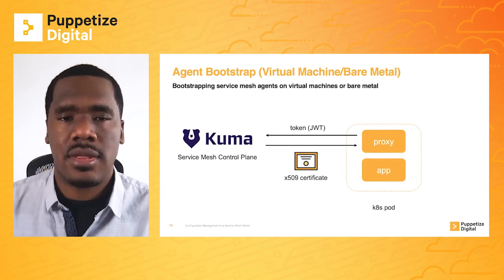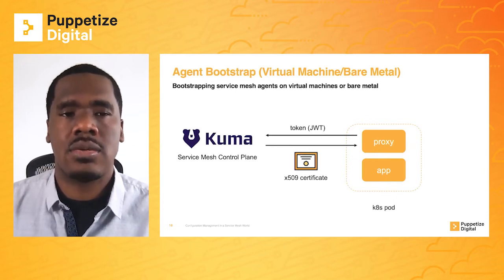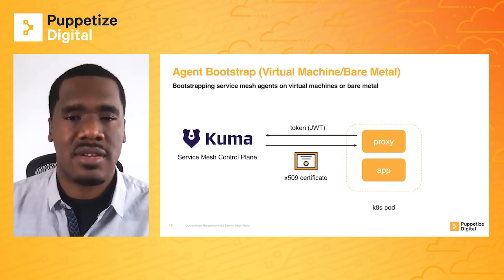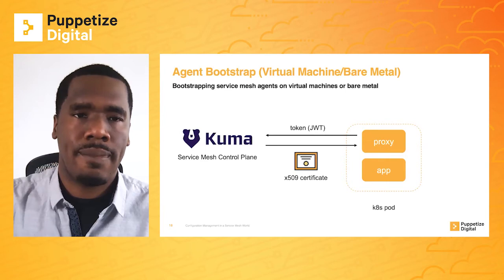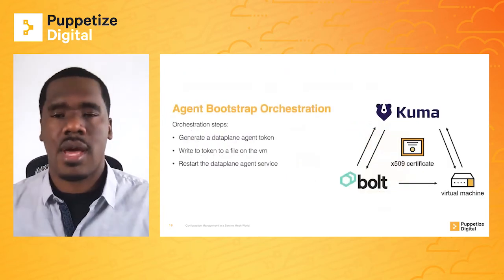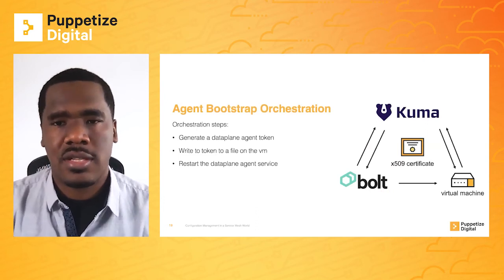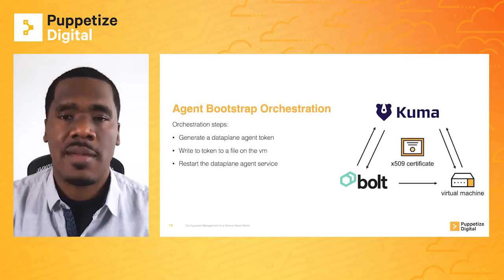And so in the case of a virtual machine, the token isn't readily available on the node. And so how do we get that and present it to our service mesh control plane in order to be able to get our X509 certificate for identity? So that's where configuration management comes into play once again. And so in this particular example, we're using Puppet Bolt to provide some of that orchestration capability.